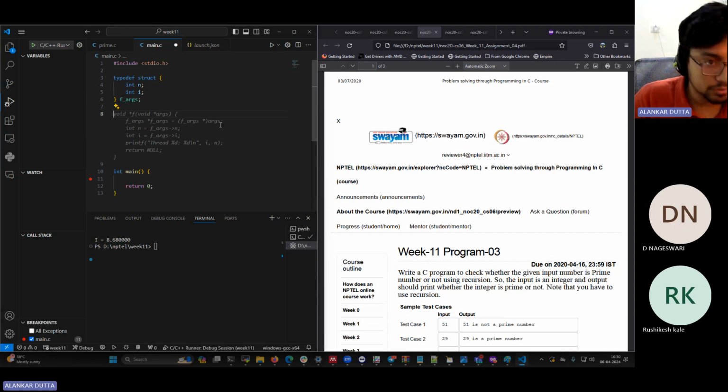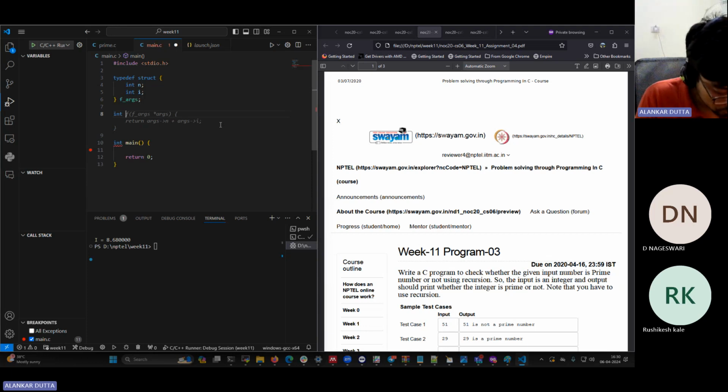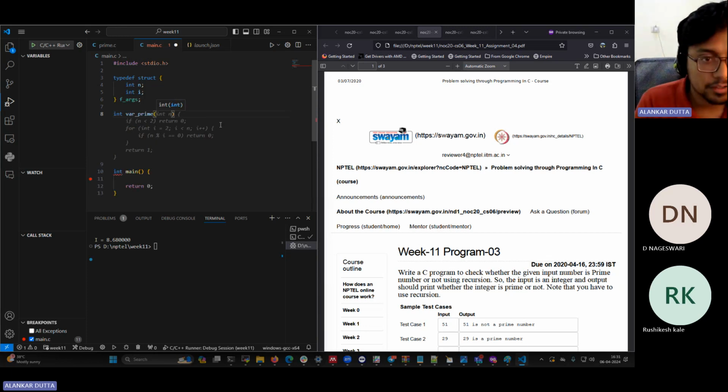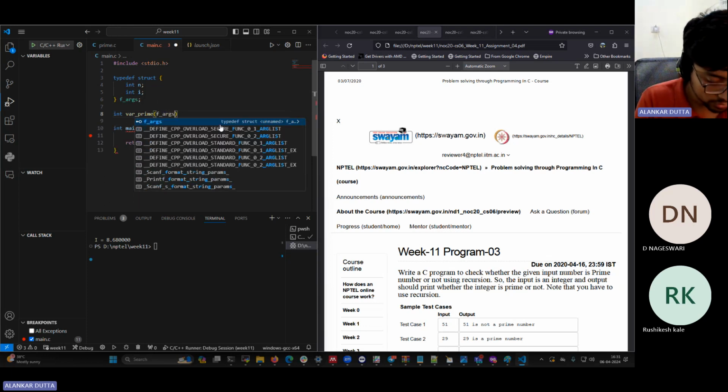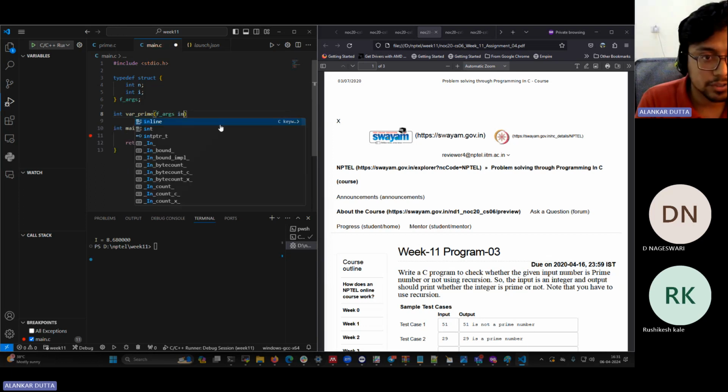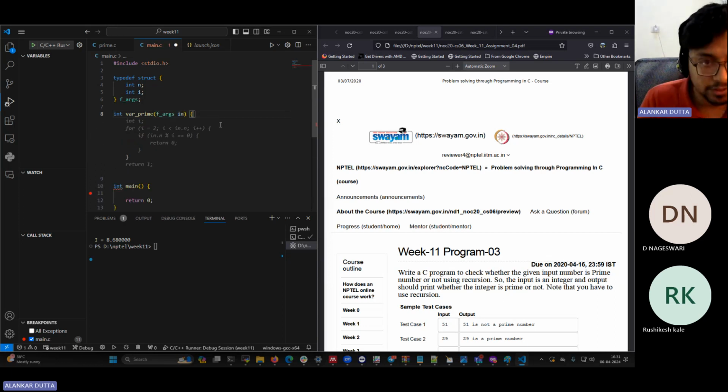Now we will use a function which will give you an int. So this int is like a prime function. We'll call it var prime. This is going to take in the argument which is in. So this is the input argument that this function is going to take, right?